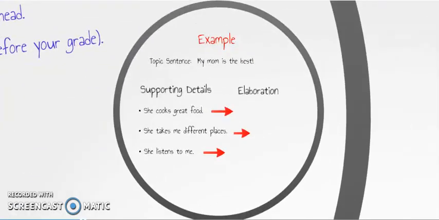So let's look at an example. If we take those same 3 supporting details for the topic sentence, "My mom is the best," what might the elaboration look like? Well, if she cooks you great food, maybe your next sentence could be something about how her spaghetti is divine and her tacos are amazing. After you give the sentence about how she takes you different places, your next sentence could talk about the places that she takes you to, like sporting events or shopping. After you state your sentence about how she listens to you, you could include another sentence that might tell about that one time in 6th grade when she really listened to you about the situation that you had with a friend.